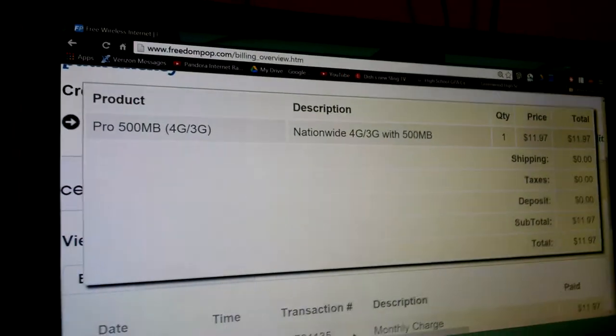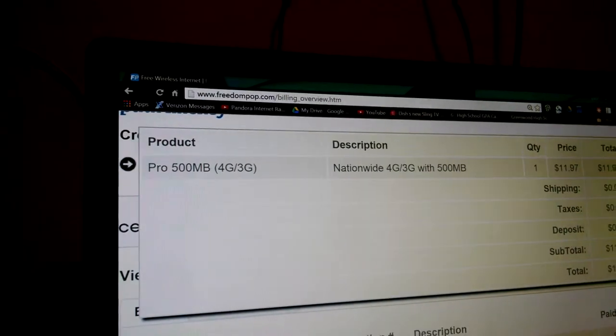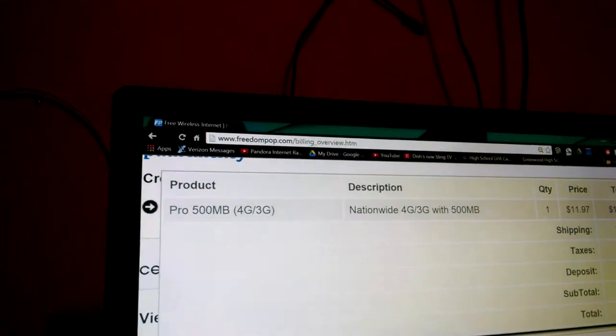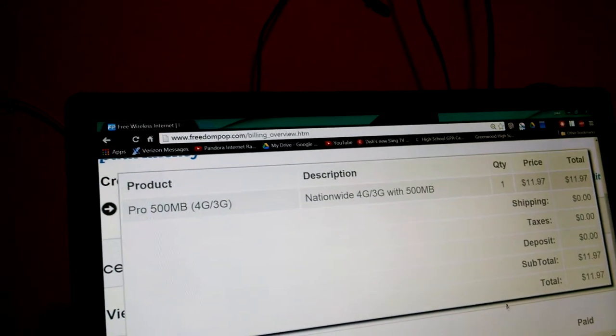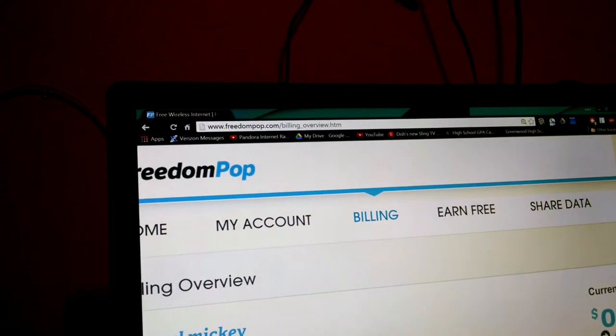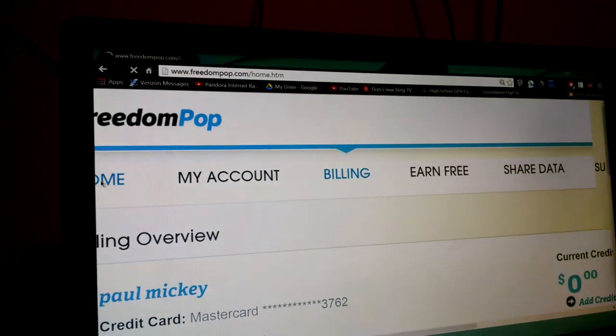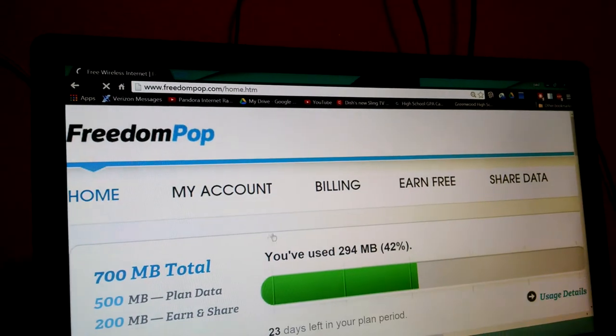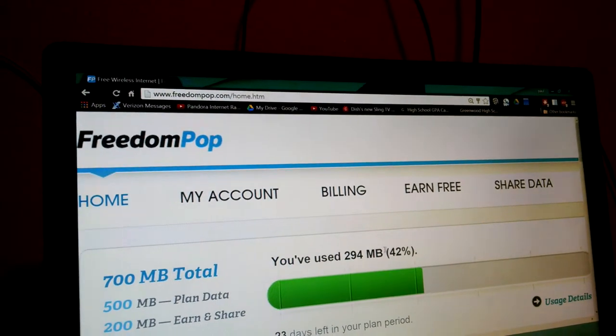And they do charge on, they do use the data counter, because when I had 4G, it used it, and I think it used it in some on 3G, because I'm on the Freedompop website, and I've used 294 megabytes.